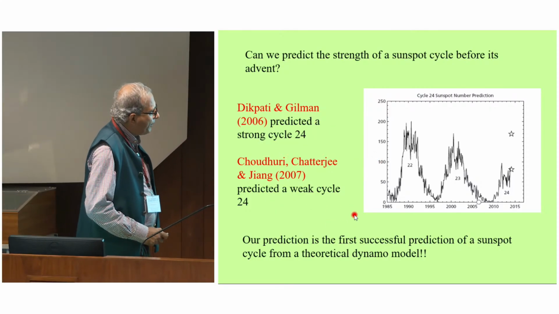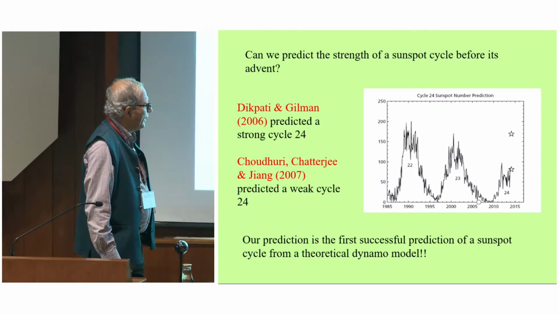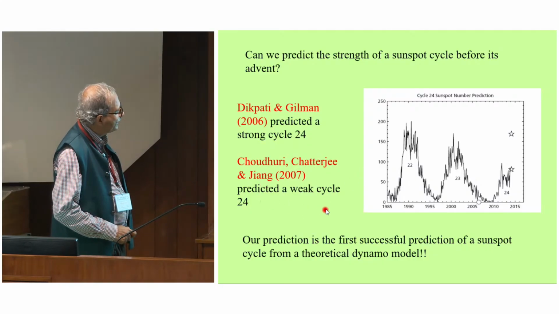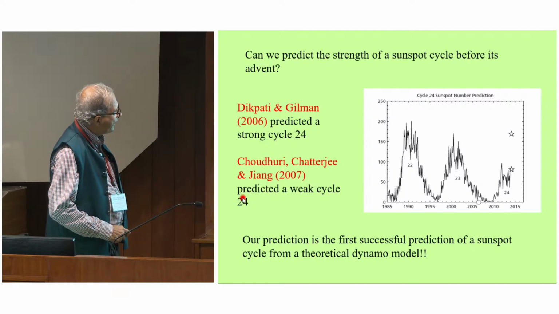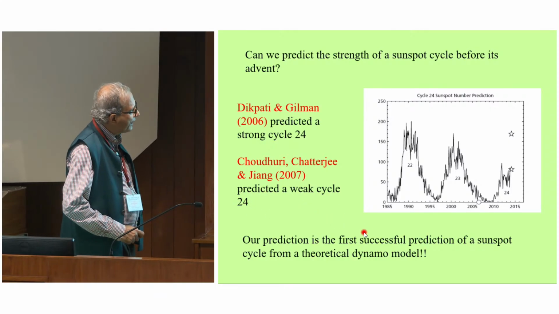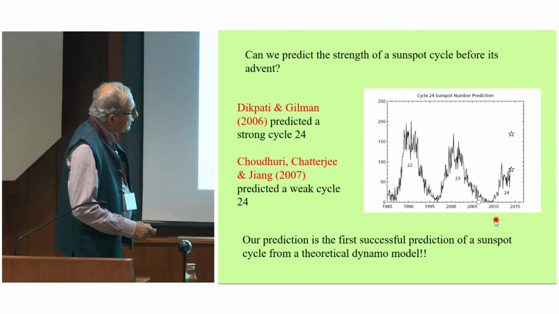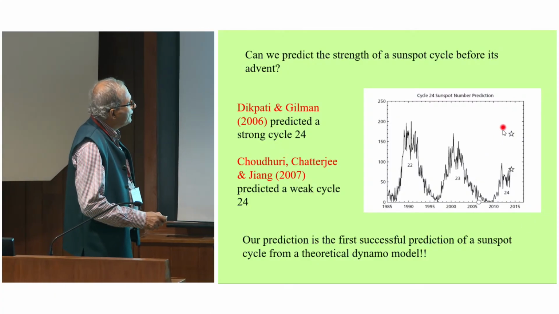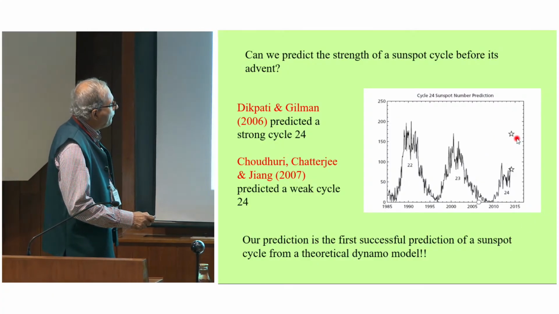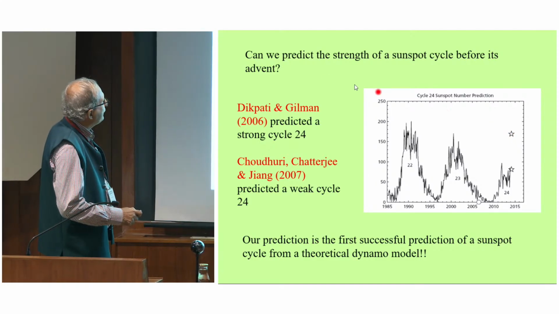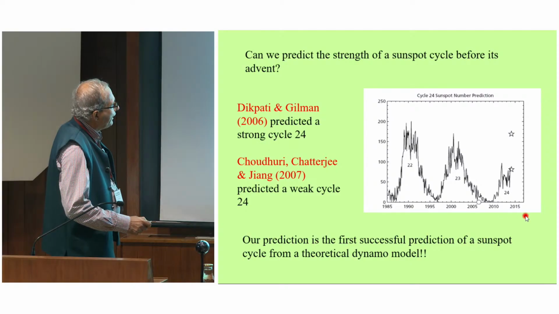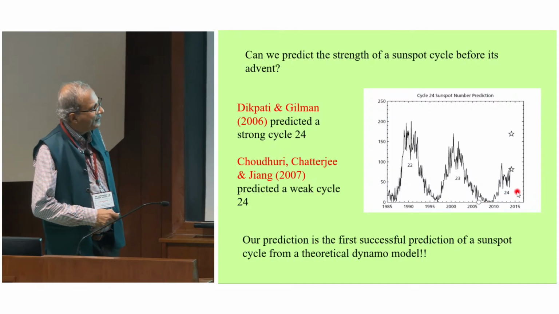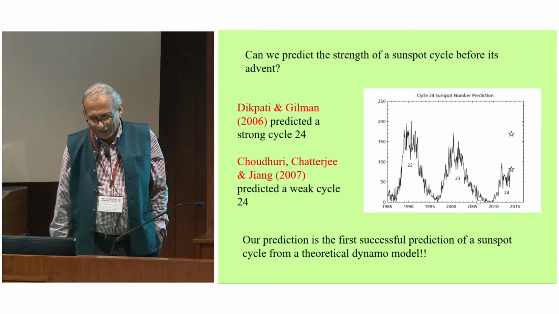When I read their paper, I felt that their methodology was not correct. So by using our model and a different methodology, we did the calculation and predicted that the next cycle would be a rather weak cycle. And here this circle on this axis shows the time when these predictions were made. This star indicates what would have been the peak of cycle 24 according to the Dikpati and Gilman prediction. And this shows what would be the peak according to our prediction. And you can see that the Sun almost hit our prediction like a bullseye.